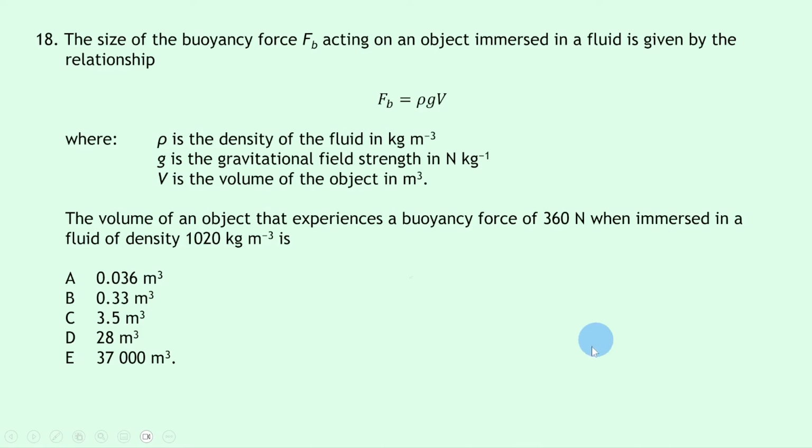So writing down our equation, we have Fb equals rho gV. Substituting in the numbers, we have 360 newtons for the force is equal to 1020 for the density times 9.8, which is the gravitational field strength on Earth, times V for the volume, which is what we're trying to find. Then to find V on its own, what you can do is take the left hand side, 360, and divide it by 1020 times 9.8 in your calculator to get an answer for V of 0.036 cubic meters. And that means our answer here is A.